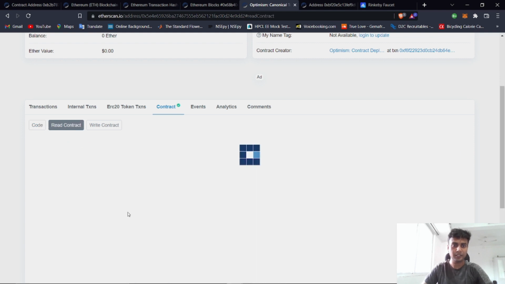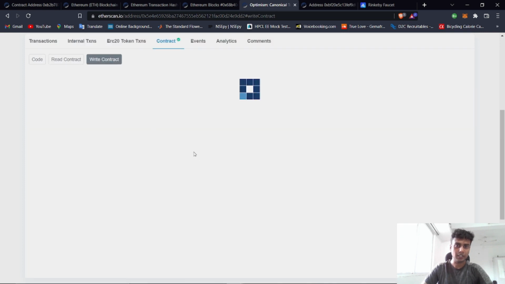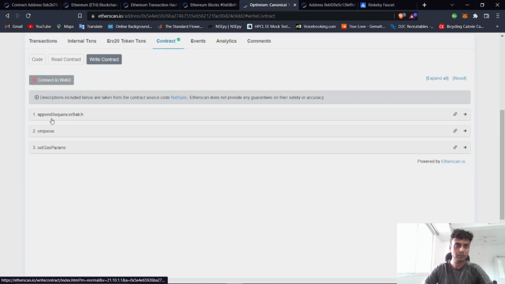Read contract. In the read contract, we can call their functions. So in the smart contract, they have these kinds of functions: maximum rollup, minimum rollup, batches, and these functions. If you want to call these functions, we can just go to write contract, and the writable functions will be here. So append sequencer batch. We can go to this.